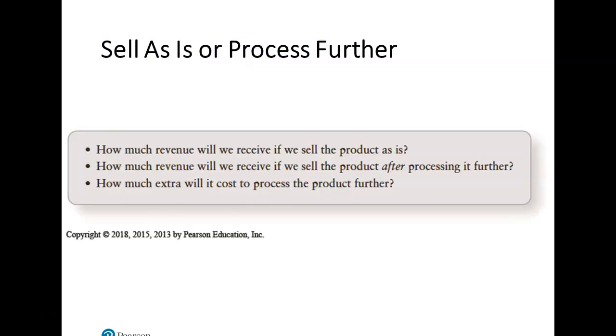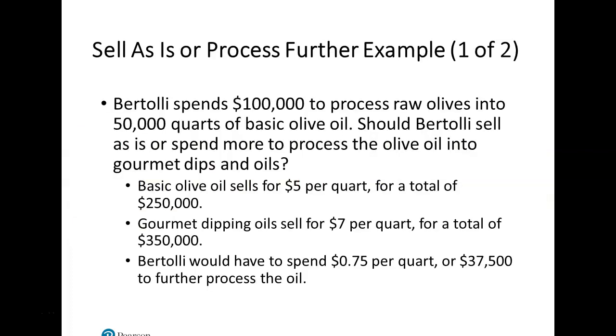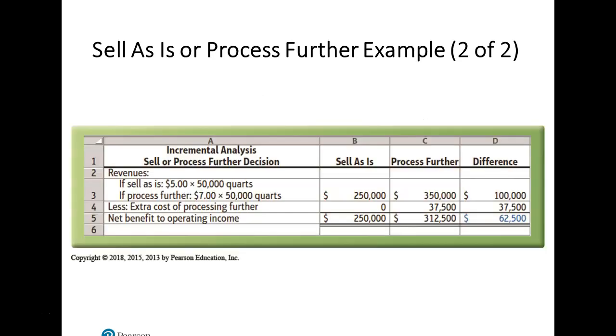Whether we keep it or process it further. Well, again, as I mentioned before, three fundamental questions. How much revenue will we receive if we sell it the way it is? How much money will we receive if we process it a little further? And again, when you process a little further, that means additional costs incurred. Also, what extra will it cost to process it? And again, using examples in your textbook and also using some really logical common sense. If we sell it as is, will we be better off? That's really what the bottom line is. Are we better off?